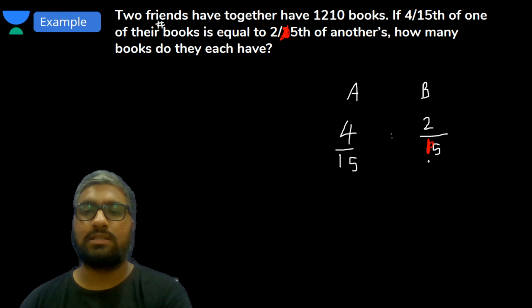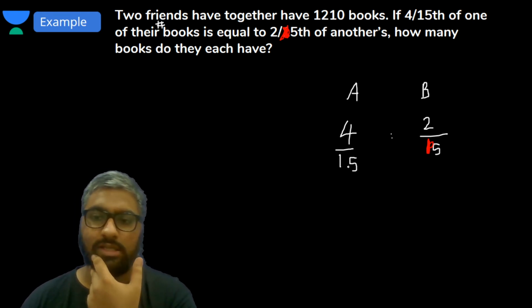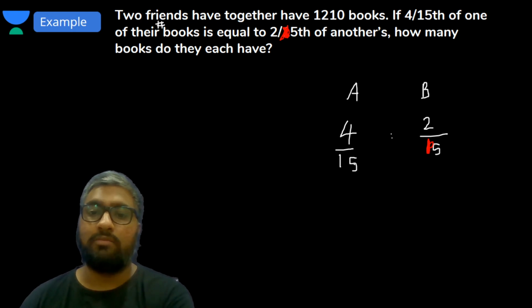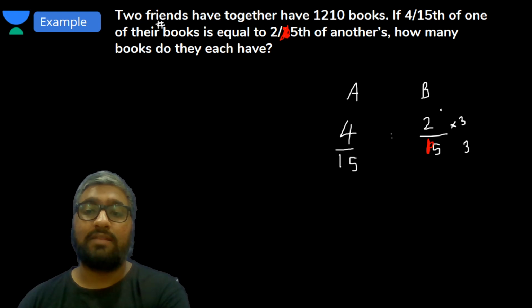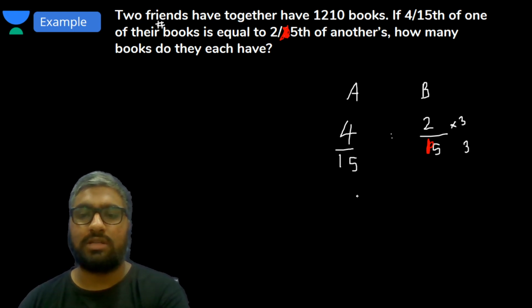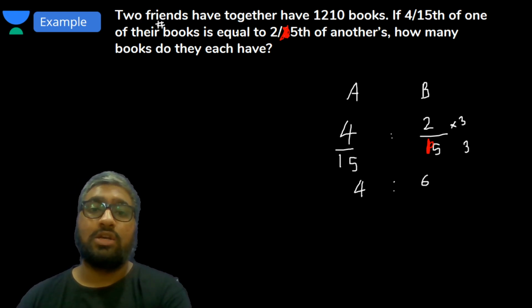Or in other words, you can either cross multiply or you can do what? Make sure that the denominators are common and then remove them. So what would happen here? 15, this is 5. So multiply this with what? 3 and 3. The fraction would still remain the same, right? Then the ratio also remains the same, right? So 4/15 is to what? 6/15 or 4:6.